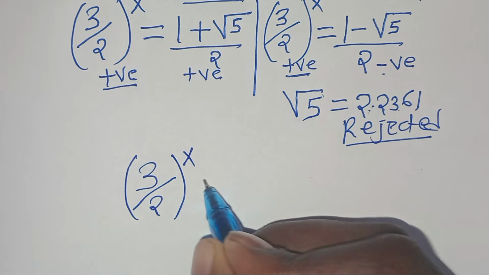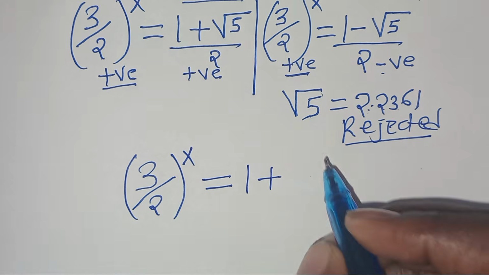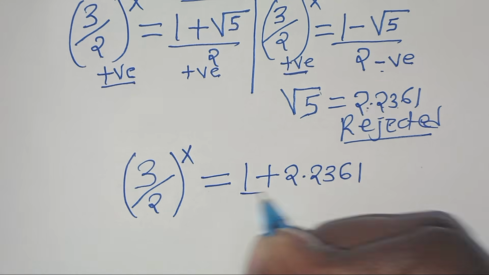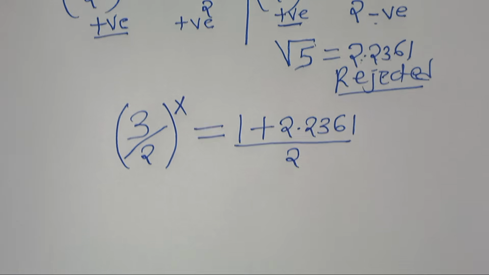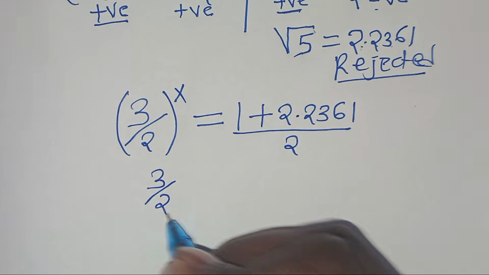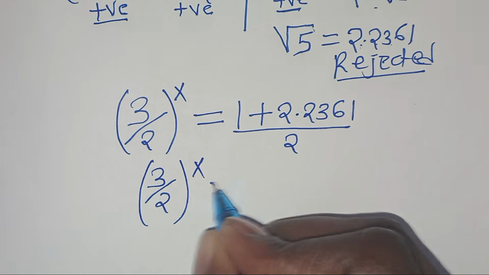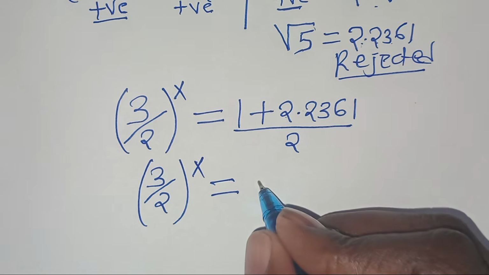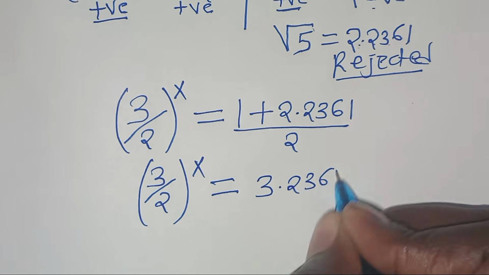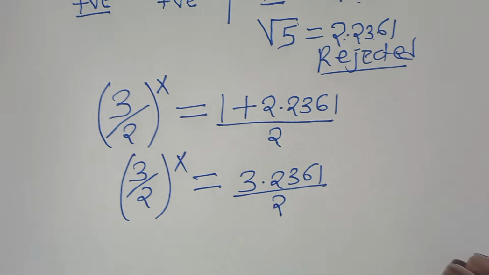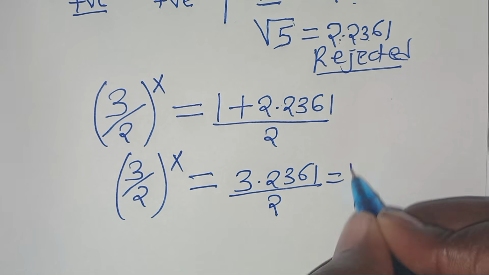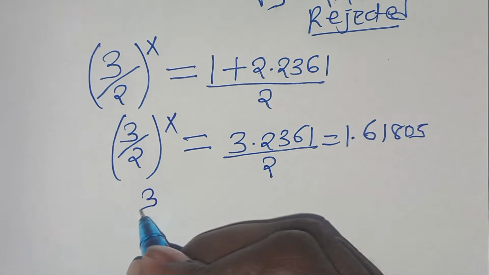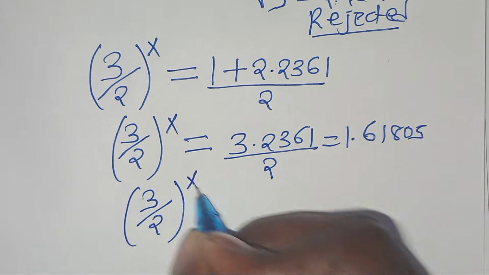We have (3/2)^x equal to (1 + 2.2361)/2. Now we have 1 plus 2.2361, which is the same thing as 3.2361 divided by 2, and this is actually equal to 1.61805. So we have (3/2)^x equal to 1.61805.